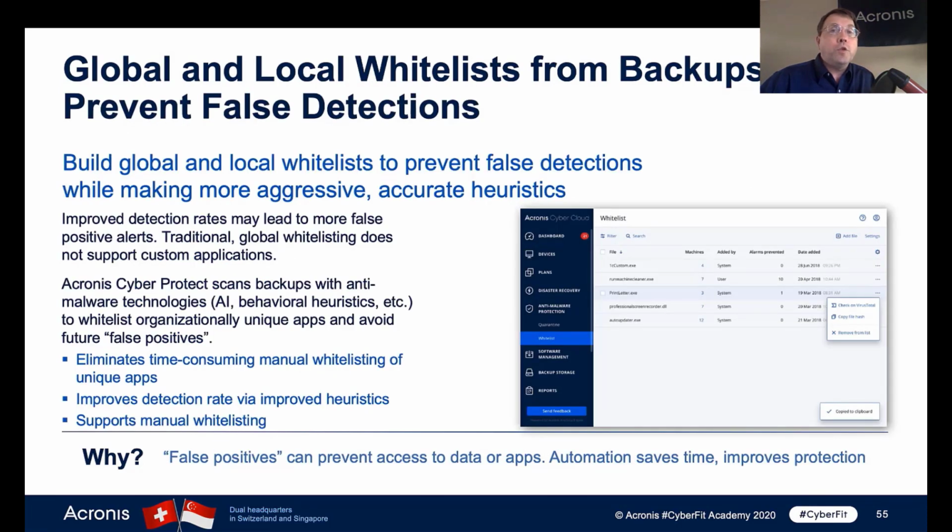We now have global and local whitelists that will help prevent false detections. We want to be as aggressive as possible when applying our security, but we don't want there to be a lot of false positives. Doing whitelisting by hand is very time consuming, and so we've introduced a way that you can also do this in a very automated way using our heuristic support to make sure that you have the most aggressive protection possible.